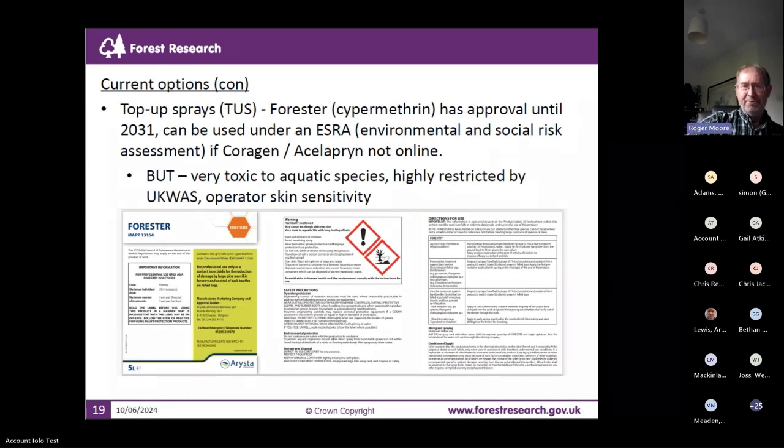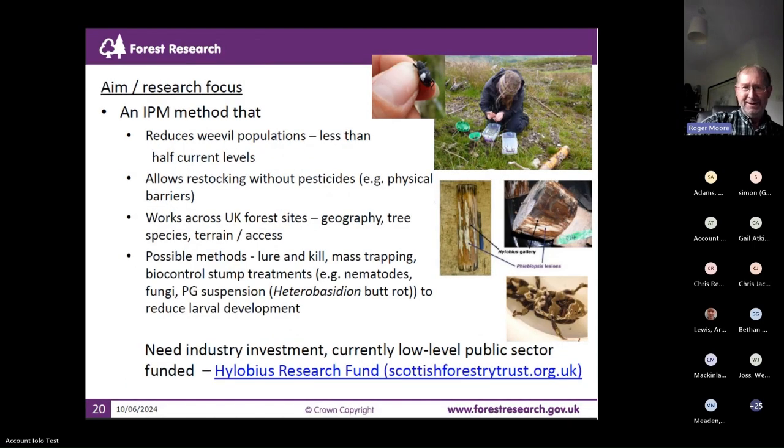So we don't really want to go back to cypermethrin if we can avoid it, but nonetheless, it is still an option. Next slide, please. My main aim and the main aim of my colleagues is really IPM, and predominantly now we're trying to push more and more towards biological control because it reduces the weevil populations, but we need to reduce those perhaps below half of the current levels for it to be effective.